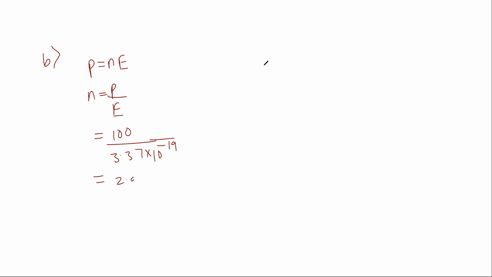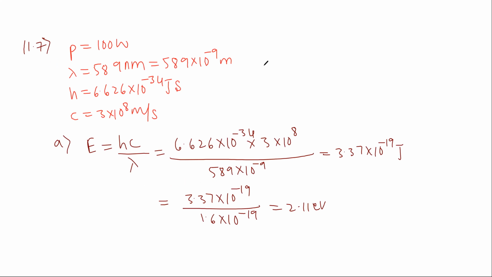In the same way, we need to calculate part B. Taking the number of photons delivered to the sphere as n, power can be written as P is equal to n into E, or n is equal to P divided by E. Power is 100, E value is 3.37 into 10 to the power of minus 19. Simplifying, we get 2.96 into 10 to the power of 20 photons per second. This is the B answer, and this is the A answer. So next we shall see 11.8.